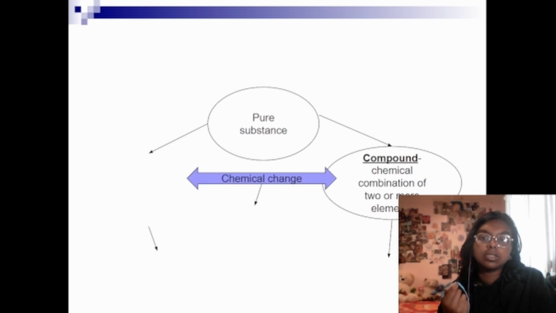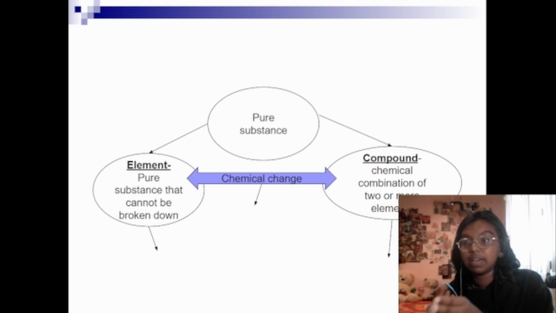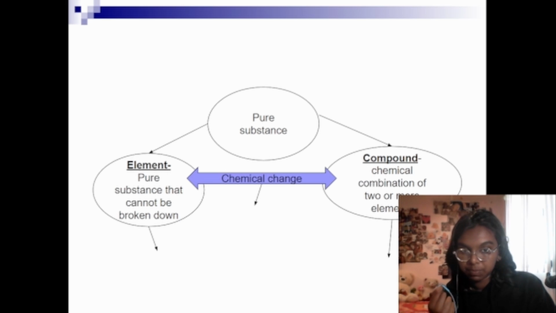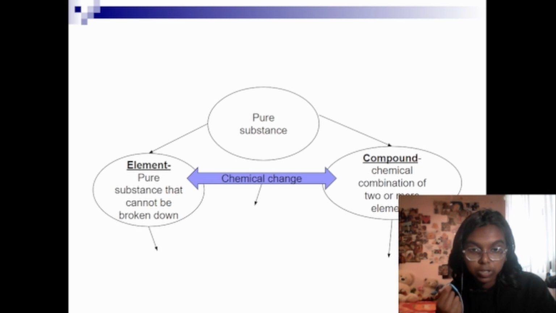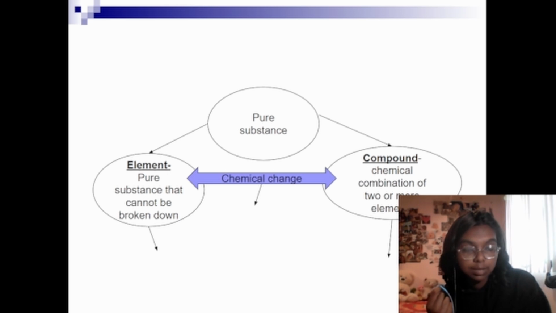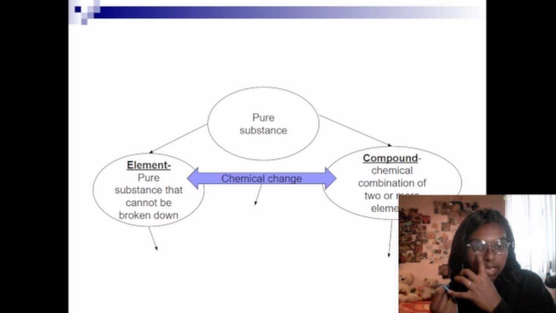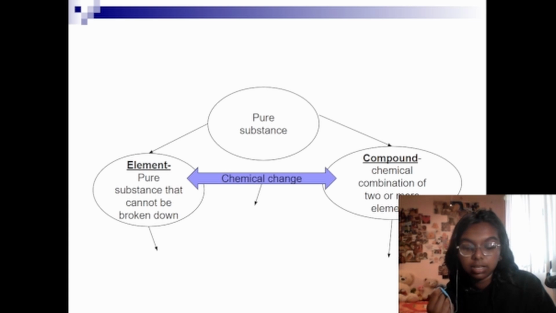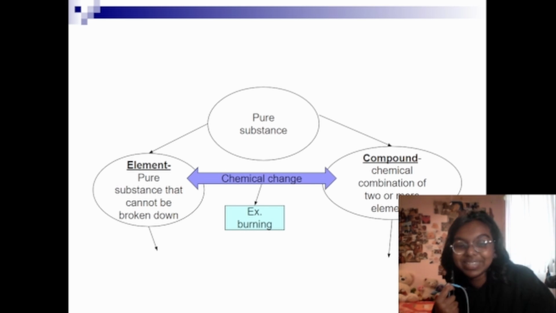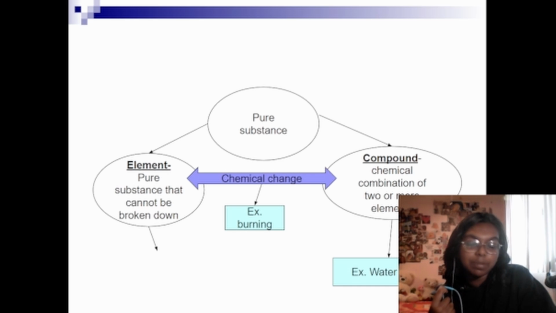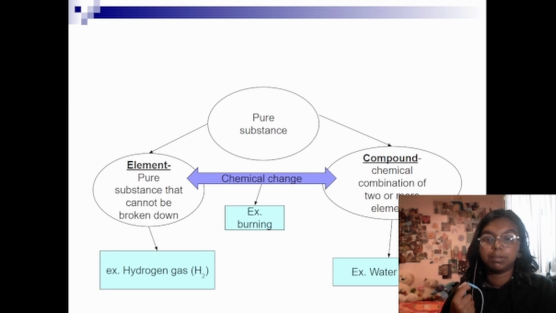So for pure substances, you have two different types. You can have an element, and you can have a compound. An element is a pure substance that cannot be broken down, while a compound is a chemical combination of two or more elements, and you can switch between the two using a chemical change. So you can take an element, iron, right, and you can make it a compound, iron oxide, by chemically bonding it with oxygen, which is a chemical change. Or you can use burning, that's also an example. And then a compound example is water, and an element example is hydrogen gas.